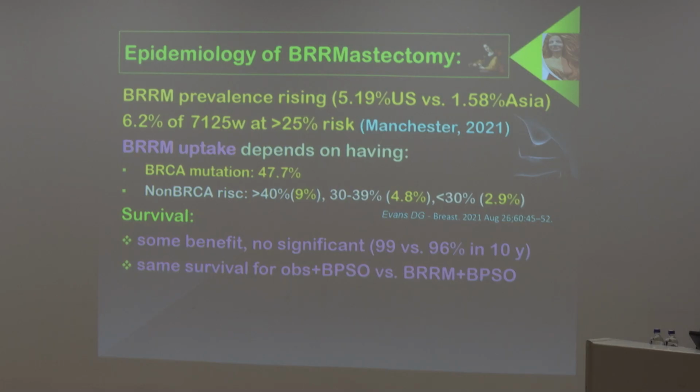The survival has some benefit if we proceed to this prophylactic mammectomy, but it's not significant. It's about 3% in 10 years. So compared to the importance of this mutilation, the survival is the same for observation and bilateral prophylactic salpingo-oophorectomy, or bilateral risk reduction mammectomy plus, so it's the same thing if we are associating the ovarian suppression.